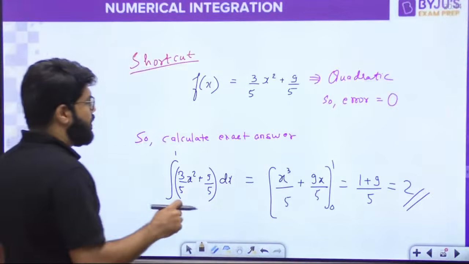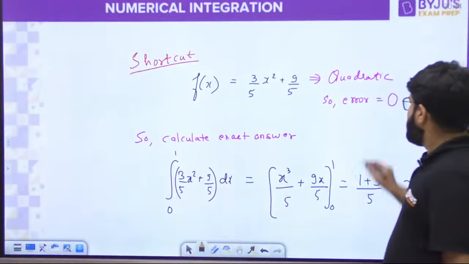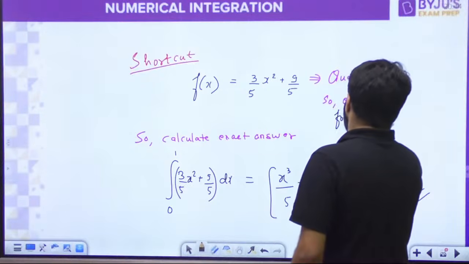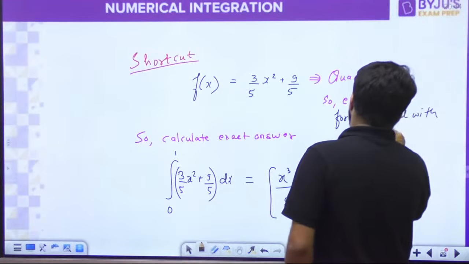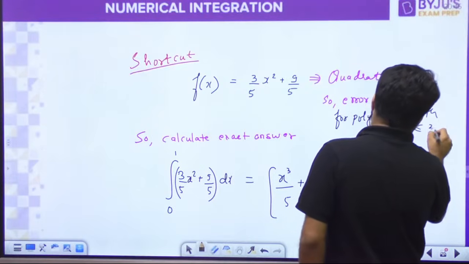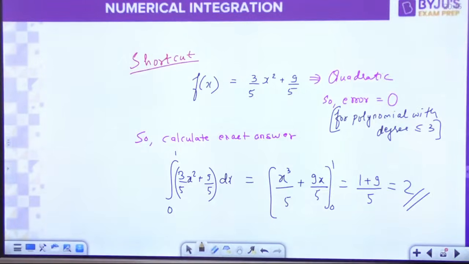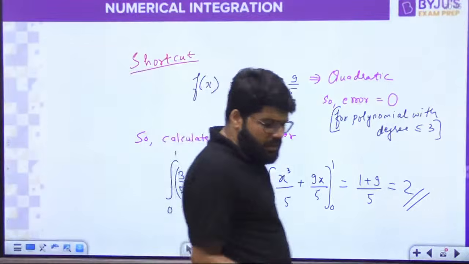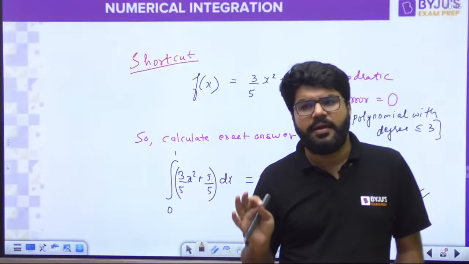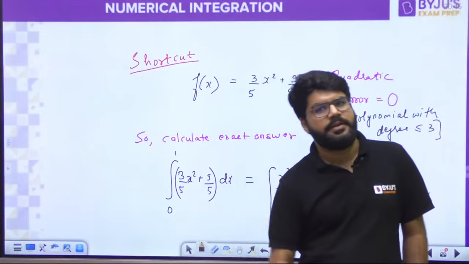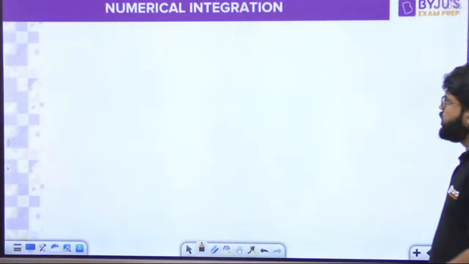So whenever it is a polynomial, error is equal to 0 for, ये point हमने कल discuss किया था, for polynomial with degree less than equal to 3. Error is equal to 0 for the polynomial degree less than equal to 3. By Simpson's you can try, you are 100% going to get the same answer. There is no deviation in it. एकदम same answer आने वाला है 100%. ठीक है, कोई doubt नहीं रखना. चलो, बहुत बढ़िया. ये लीजिए next question.